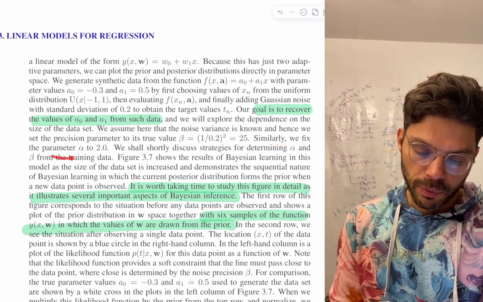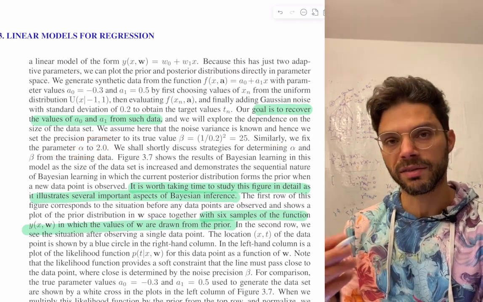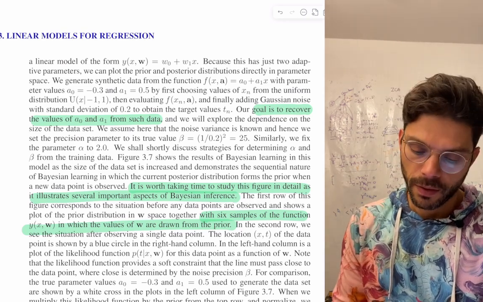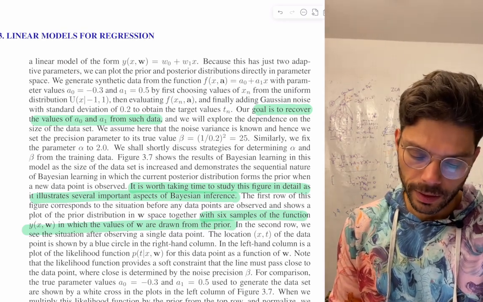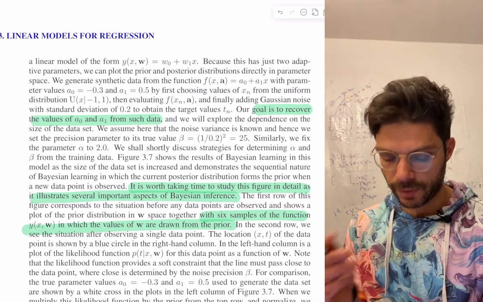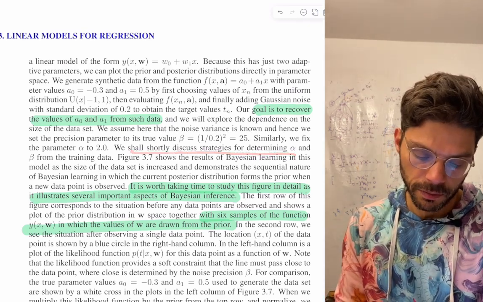Similarly, we fixed the parameter alpha to 2. Now this is a little bit harder to choose. You might have some prior information on what the prior on your weights should be. So that's just something you're going to have to provide or have a good guess at. We shall shortly discuss strategies for determining alpha and beta from training data.